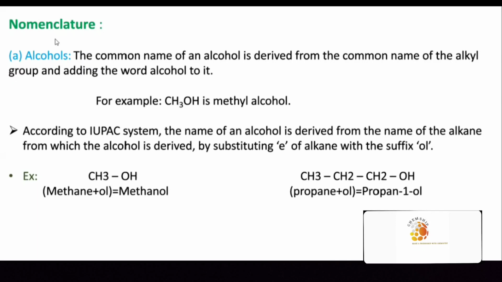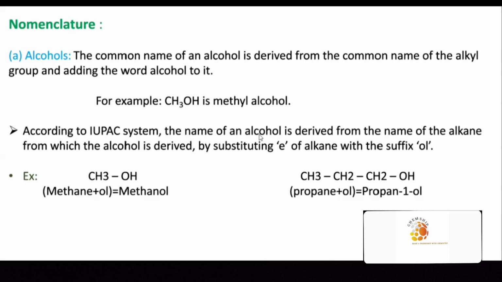Okay, let us come to the nomenclature part. First, we can name alcohol. The common name of alcohol is derived from its alkyl group by adding the word alcohol to it. For example, this is methyl alcohol. The methyl part is coming from the parent molecule, that is methane. I am replacing methane with methyl and adding the word alcohol. So it is the common name of this one.